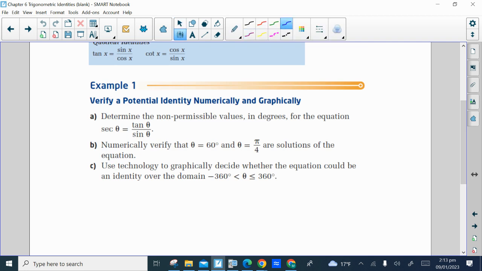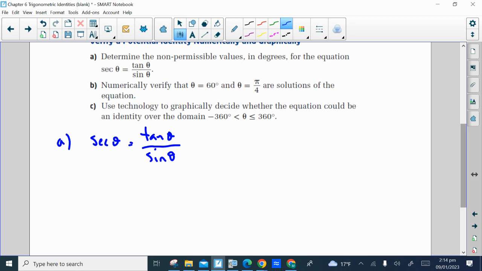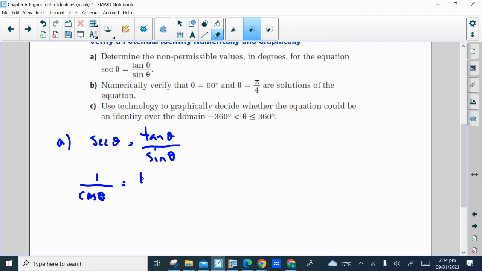So if we start by rewriting the equation, our non-permissible values, remember, for any equation, it doesn't matter whether it's a trig equation or some other type, our non-permissible values come whenever the denominator equals 0. So it's important to know what all the denominators are. And so because of that, I would change the secant theta to 1 over cos theta. That's what secant is. Tangent theta, well, I can write that as sine theta over cos theta.